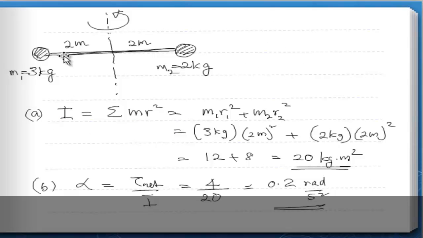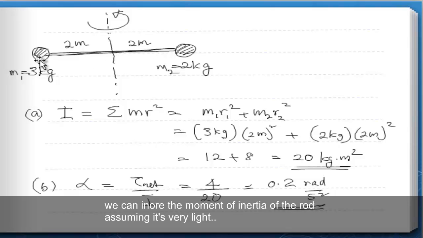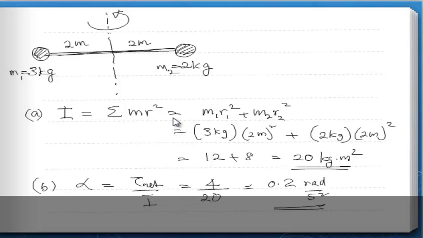So it's important that the question says the rod used to connect the two masses is a light rod. So we can ignore the inertia of the rod, and we only consider these two masses. So our formula for the inertia is I equals sigma m r squared. So we sum these m r squared terms. Let's assume that the 3 kilogram mass is m1 and the 2 kilogram mass is m2. So it's m1 r1 squared plus m2 r2 squared.